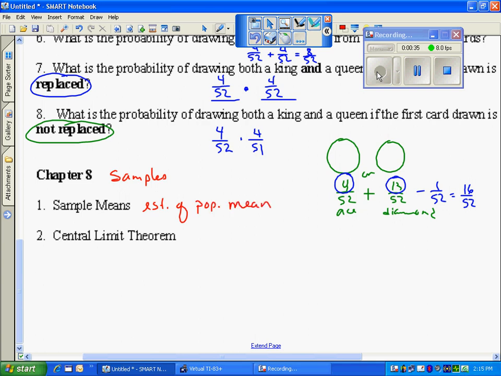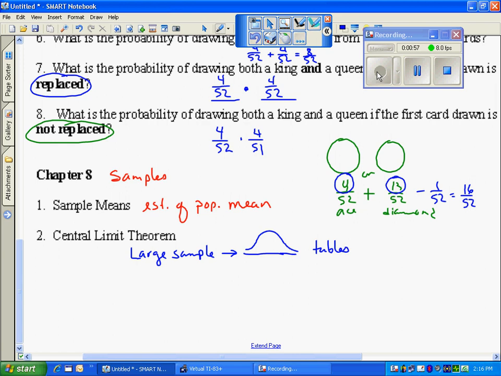How good of an estimate? Well, what we're going to notice is the central limit theorem tells me that if my sample size is large enough, if I take a large sample, it's going to have this sort of distribution so that I can use my tables. How do I know that?